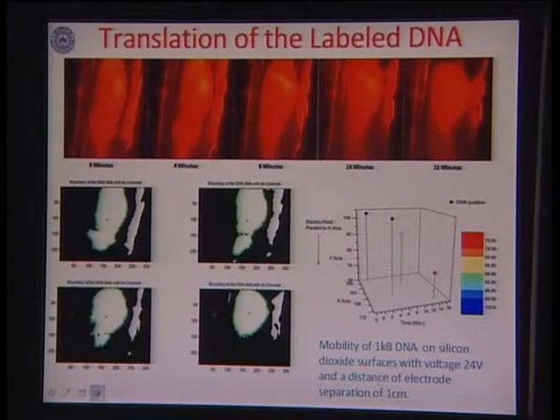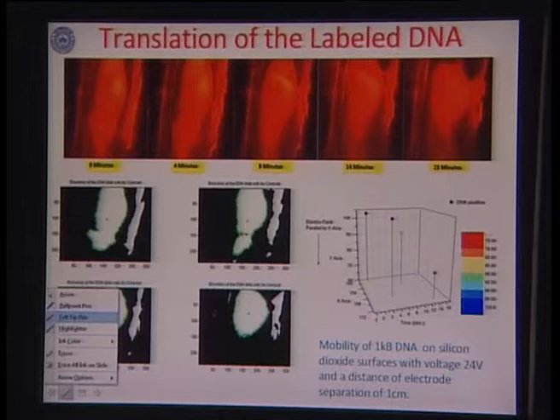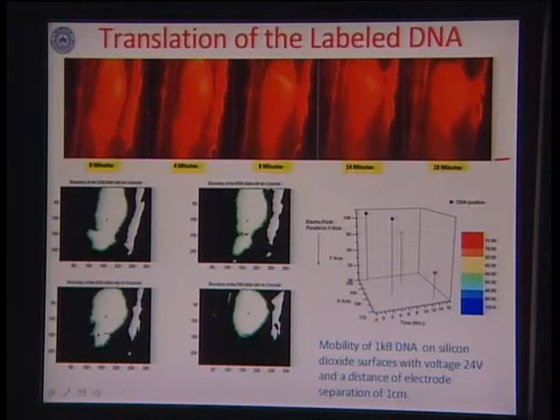Here is again the translation of DNA molecules across the surface at different instances of time. You could see from 0 minutes all the way to about 23 minutes, and because you have applied a positive and negative potential in the following manner, you are seeing that there is a translation of DNA towards the positive potential.